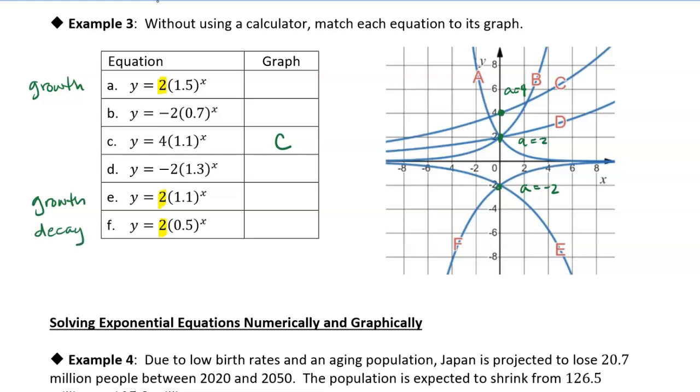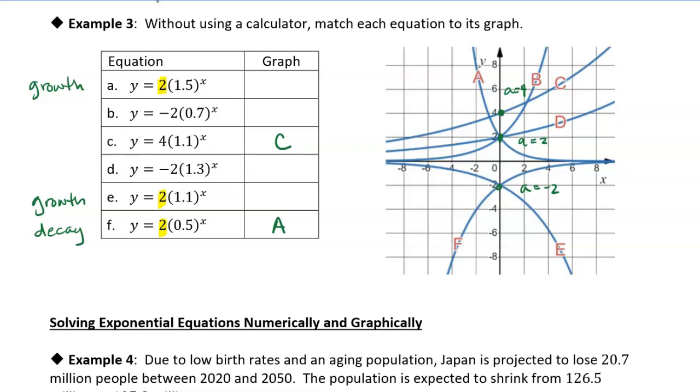All right, so of the 3 that pass through the point 0, 2, right? They have a y-intercept of 2. The only one that's decay is A, so I'm going to say that this is A. And then the other 2 are both growth, so which one's going to grow faster? 2 times 1.5 to the x with a b value of 1.5, right? That's going to grow faster than 2 times 1.1. This is growing at 10% each time period, and this one's growing by 50% each time period.